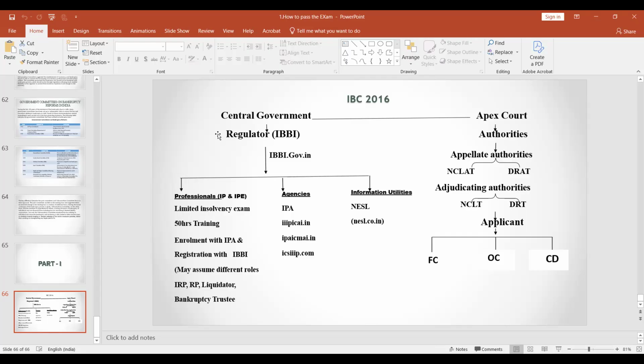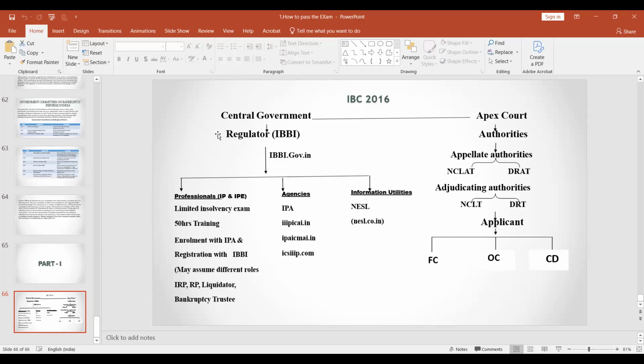Similarly, information utilities are there, which are basically a repository of financial information like debt taken, debt discharged, charge created, charge satisfied, etc. So NESL is the only government utility which is basically a repository of financial information, something similar to MCA or CERSAI. So this is one side of the table.